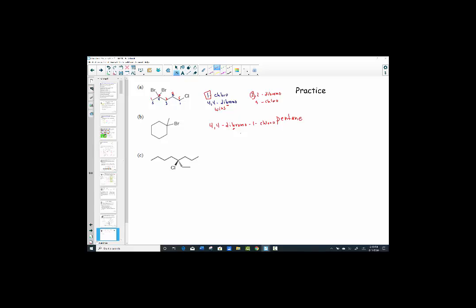How about letter B? Well, in a cyclic structure, looks like we had a 6-membered ring. At carbon number 1, we had a bromo, and at carbon number 1, there is a methyl. And I'm going to alphabetize those. And I don't see any stereocenters there, so I don't have to worry about an R or an S.